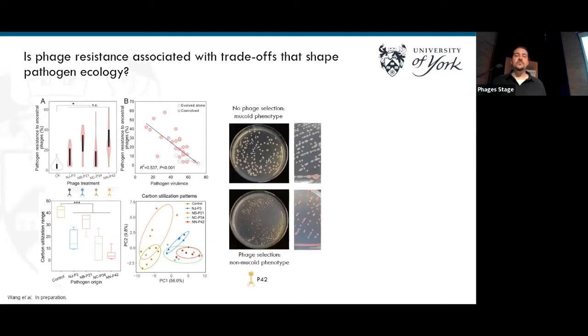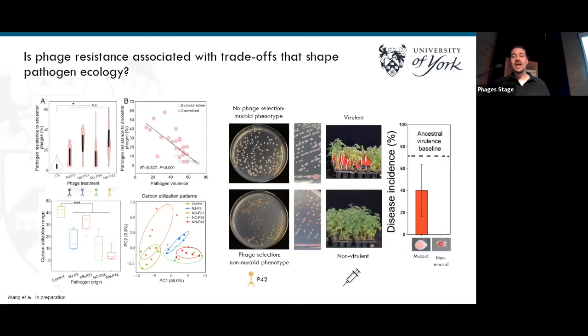And of course, we've done some work trying to figure out how they evolve resistance. Sometimes you get these nice phenotypic effects. In this case, phages are enforcing selection on these non-mucoid small phenotypes, which is seen with many of the bacteria. The interesting thing is that these guys lose their virulence completely. Even if you take these bacteria, put them in a needle and inject them into the plants, nothing happens. They cannot infect the plant at all.